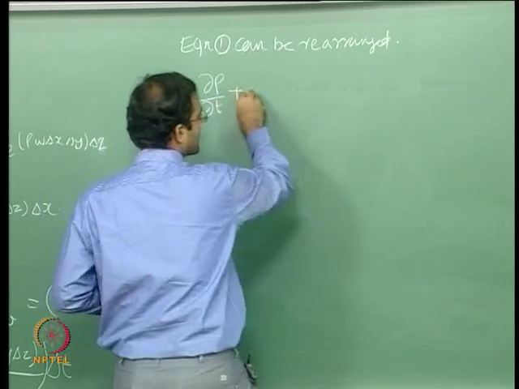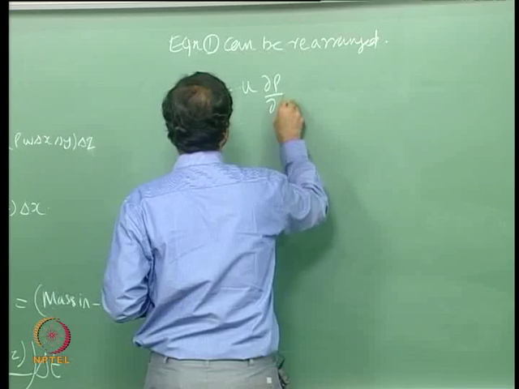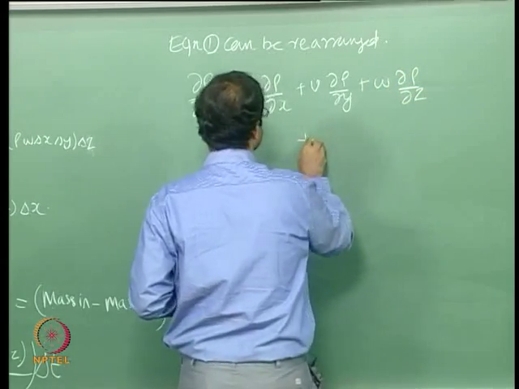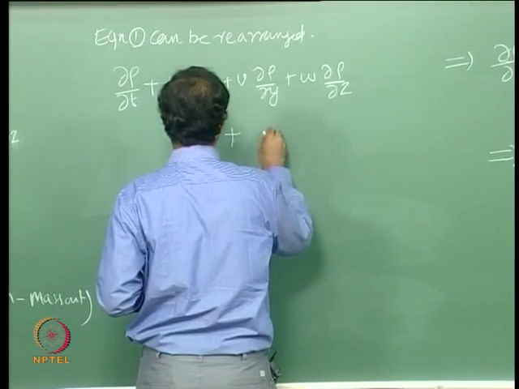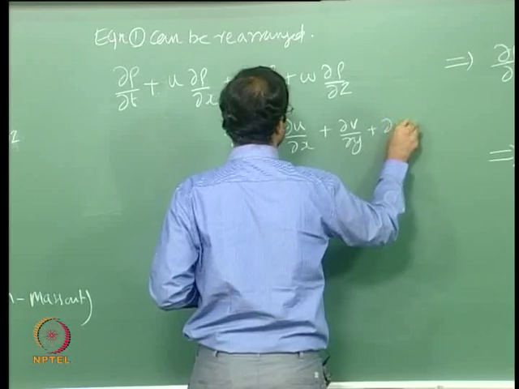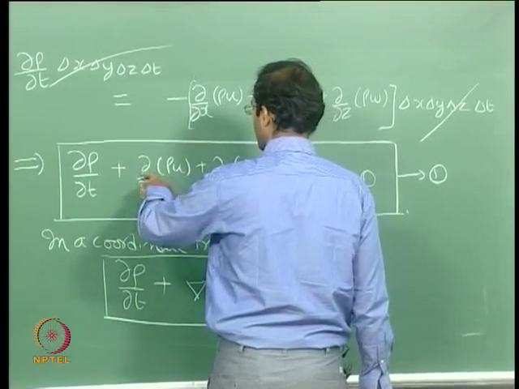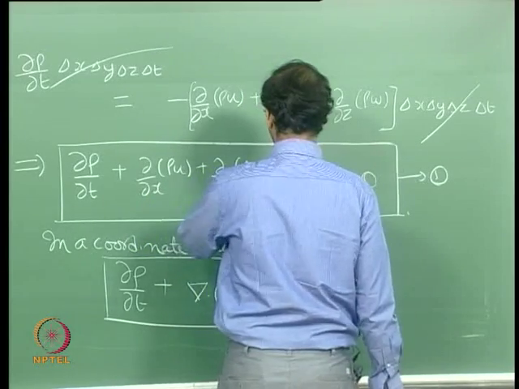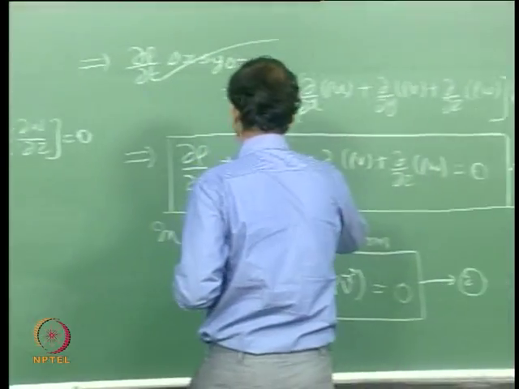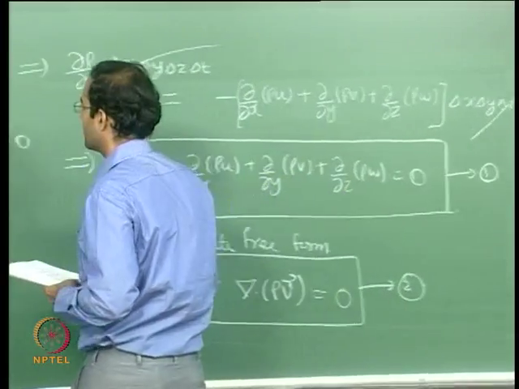So we can write d rho by dt plus we can expand the derivative of rho u, we can split it up as u into d rho by dx plus v into d rho by dy plus w into d rho by dz, plus you can take essentially rho common and you can write this as du by dx plus dv by dy plus dw by dz is equal to 0. That means I am separating this into parts, so I am writing rho into du by dx plus rho into dv by dy plus rho into dw by dz, that is this term, and the first, second, third and fourth terms are basically coming from taking u out and writing this as u into d rho by dx plus v into d rho by dy plus w into d rho by dz.